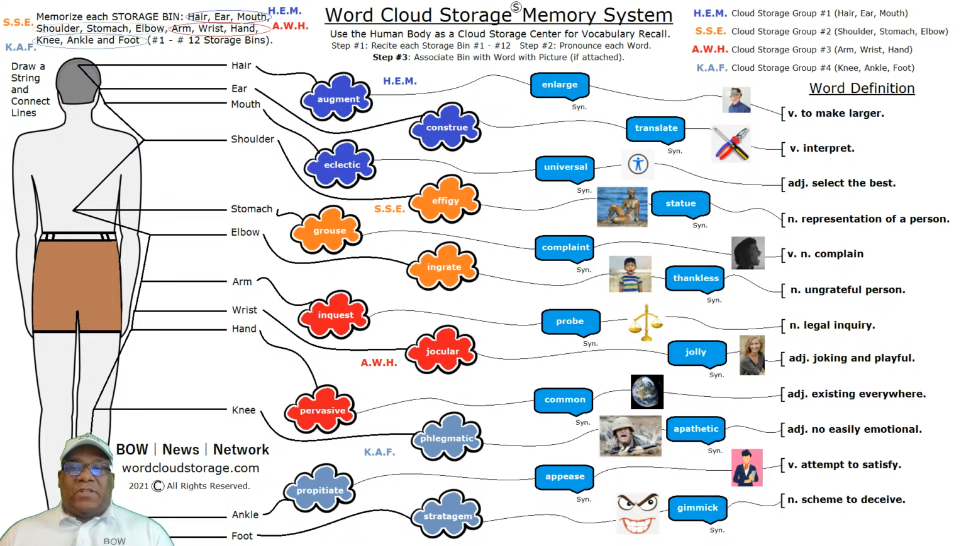And we've also attached them to number 1 through 12 storage bins in our storage bin system, which is our memory power system to help you increase the retention of these new words. We go over the definition. Before we actually get into today's lesson, just wanted to take a quick look.